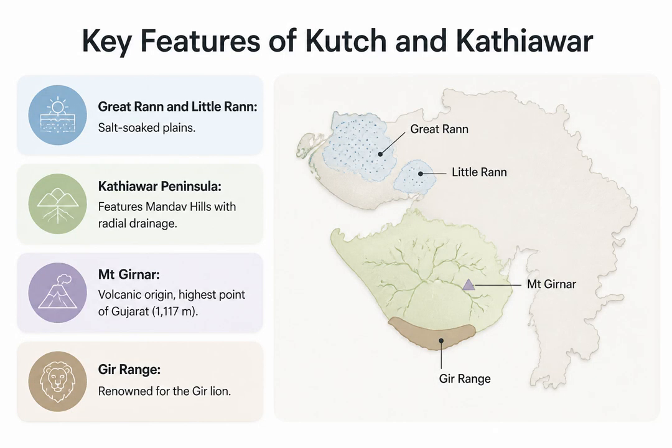This region has some incredibly unique features. To the north lies the Great Rann, a massive salt-soaked plain, with its southern continuation, the Little Rann, lying to the southeast. South of Kutch is the Kathiawar Peninsula, home to the Mandav Hills, which display a radial drainage pattern. Here you will also find Mount Girnar, a volcanic peak that stands as the highest point in Gujarat at 1,117 meters, and the famous Gir Range, the last refuge of the Asiatic lion.